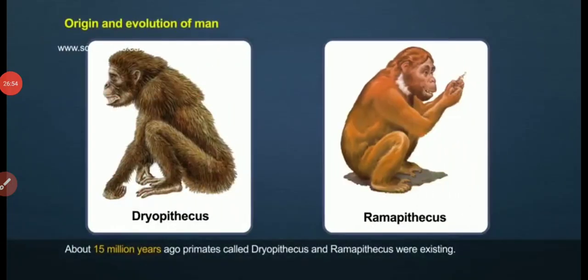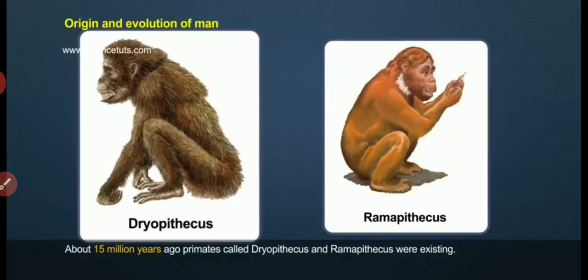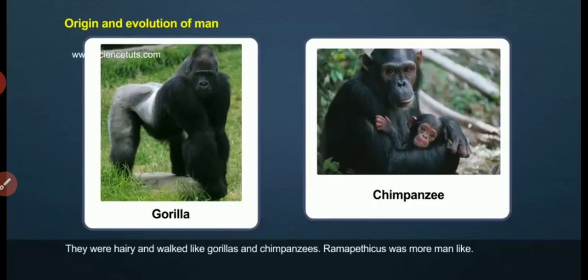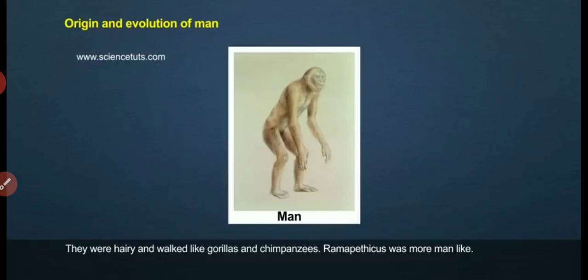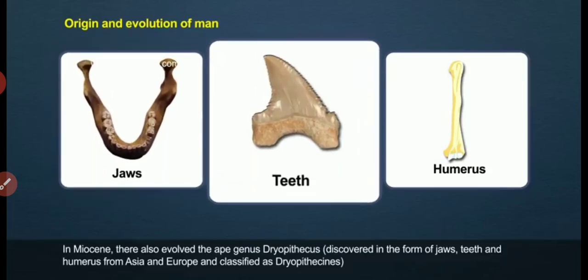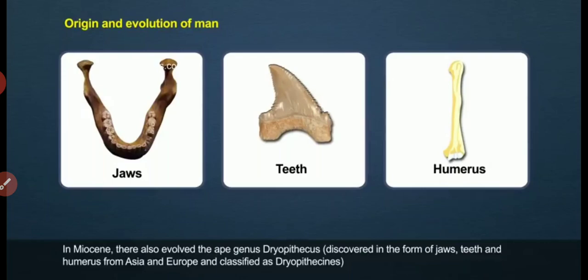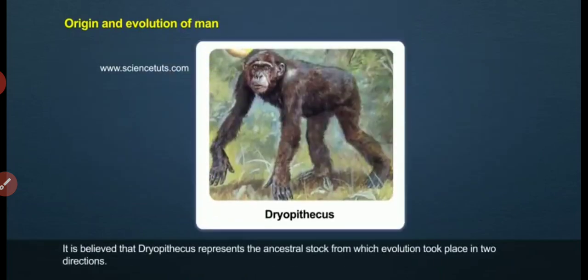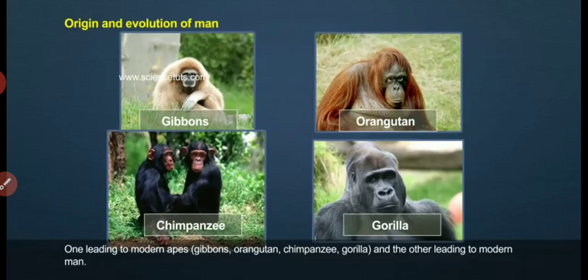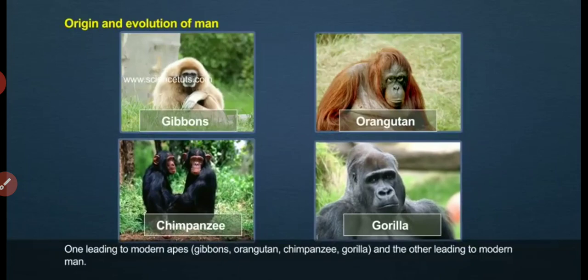Evolution of man. About 15 million years ago, primates called Dryopithecus and Ramapithecus existed. They were hairy and walked like gorillas and chimpanzees. Ramapithecus was more man-like. In the Miocene, the ape genus Dryopithecus also evolved, discovered in the form of jaws, teeth, and humerus from Asia and Europe, and classified as Dryopithecines. It is believed that Dryopithecus represents the ancestral stock from which evolution took place in two directions, one leading to modern apes, gibbons, orangutan, chimpanzee, gorilla, and the other leading to modern man.